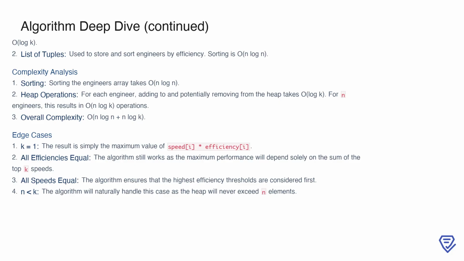The algorithm handles edge cases well, such as when k equals 1, where the highest performance is simply the maximum product of speed and efficiency, or when all efficiencies or speeds are equal, where other constraints naturally guide the solution. Even when n is less than k, the algorithm adapts seamlessly without exceeding the available engineers. This robustness and efficiency make it an optimal solution for the problem.